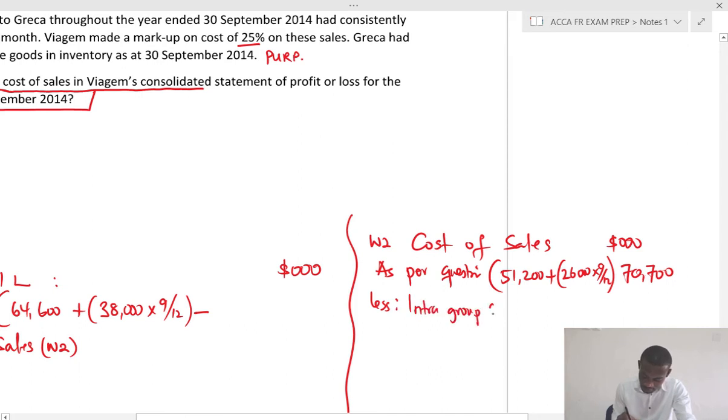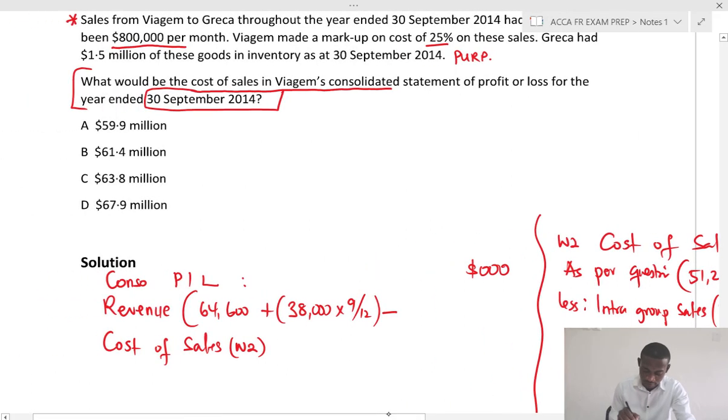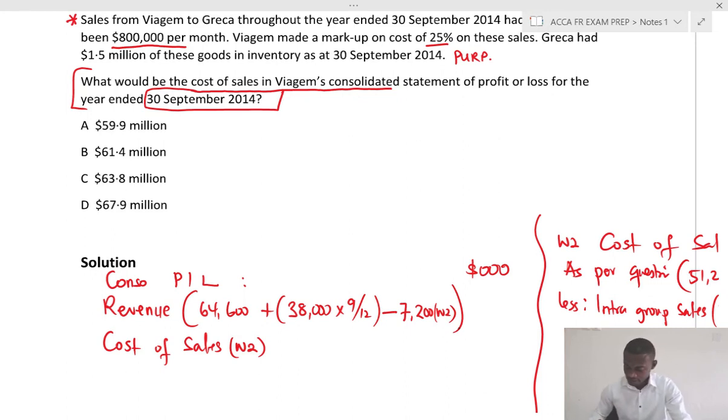intra-group sales. And the intra-group sale was 800 per month, and the post-acquisition period was 9 months. So 800 times 9, that gives us 7,200. We have to deduct it. So when we are doing the revenue, you can come here and say 7,200 and put against it working 2. So we can consolidate the revenue very fast when you are using the spreadsheet. So subsequent videos, I'll use spreadsheet to work some of these calculations for you to see how you can do it. Now 64,600.